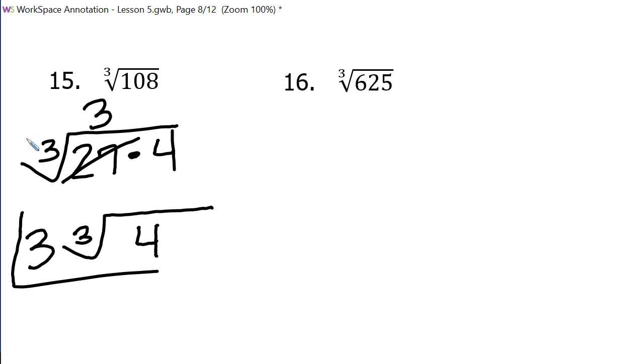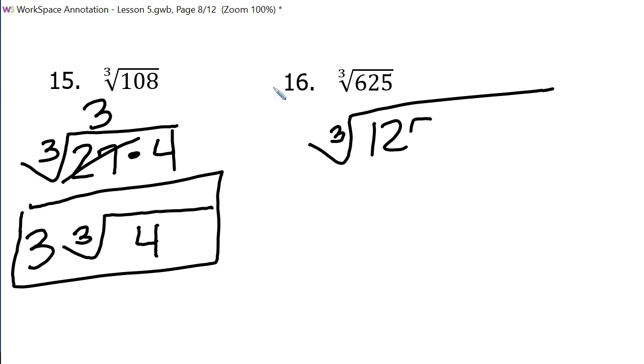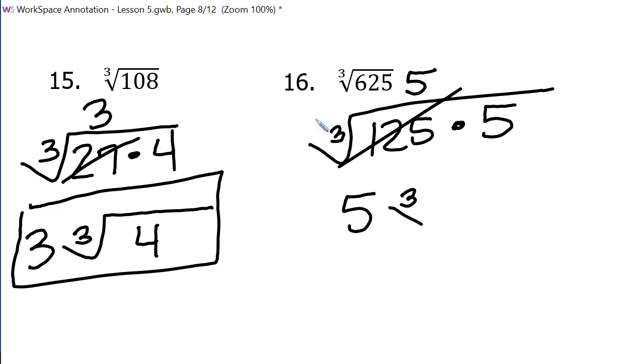Next one, 625. So cube root of 625. Yeah, 125 times 5. Mark out the 125. What's the cube root of 125? 5. So how do I write my answer? 5 cube root of 5. So 5 out front, 5 on the inside.